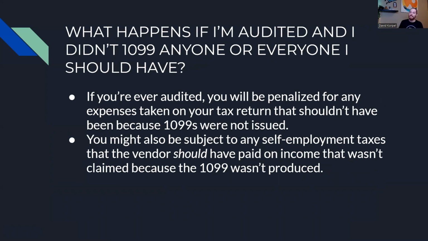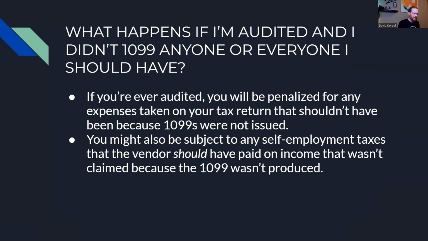And that leads me to what happens if you are audited and didn't 1099 everyone or anyone that you actually should have. So there's an immediate penalty. As soon as the IRS comes in and audits you and finds out that there are 1099s that should have been issued that weren't, there is a penalty by form for the 1099s that were not issued. And you also might be subject to the actual self-employment taxes that your vendor should have paid on income if they didn't claim that income on their return because a 1099 wasn't produced.